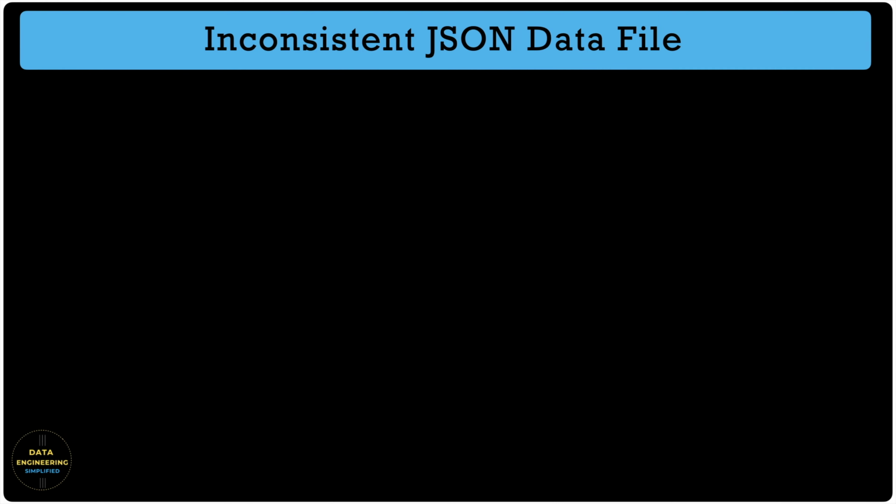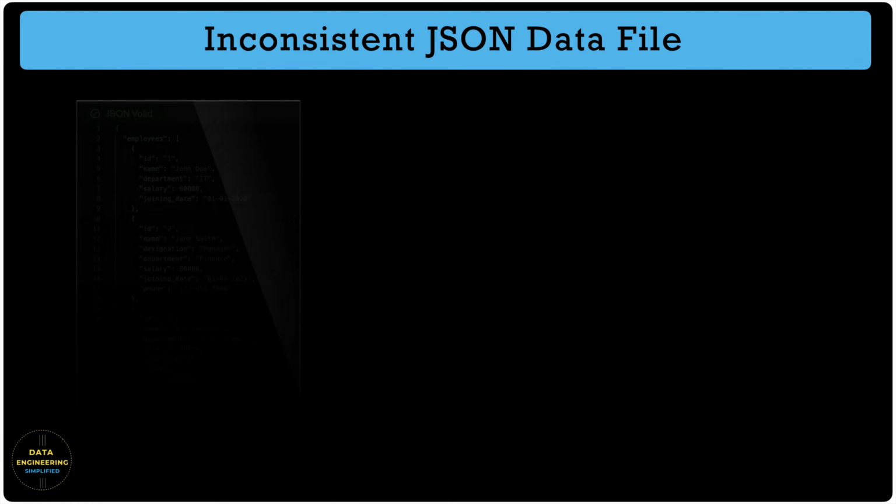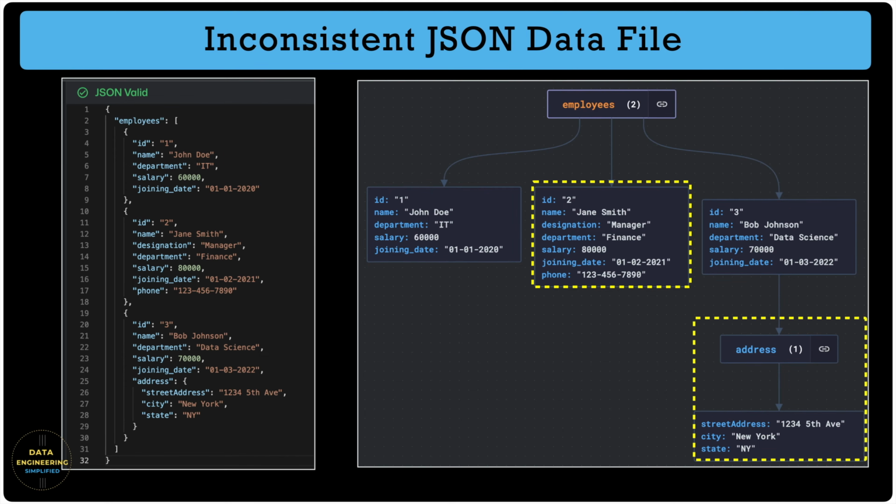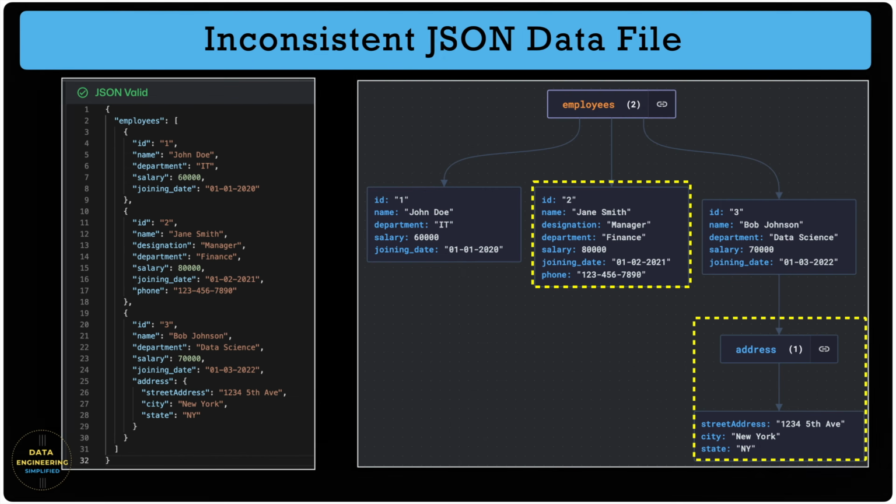Our fourth example is an example of inconsistent JSON. On the surface, they may look like a sparse JSON, but they are not. In inconsistent JSON, some elements will appear or may not appear at all for the next instance of the same object. In this example, employee ID 2 has a phone element, but the other two employees don't have any phone element at all. On the other hand, the third employee has an address element as an object, but the first two employees don't have an address element at all, and that makes this kind of JSON classified as an inconsistent JSON structure.